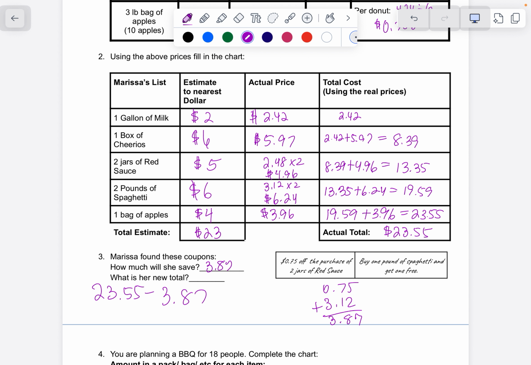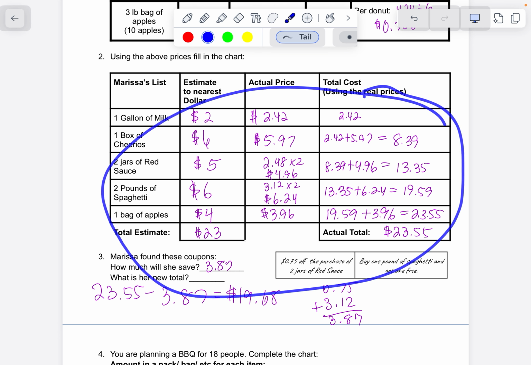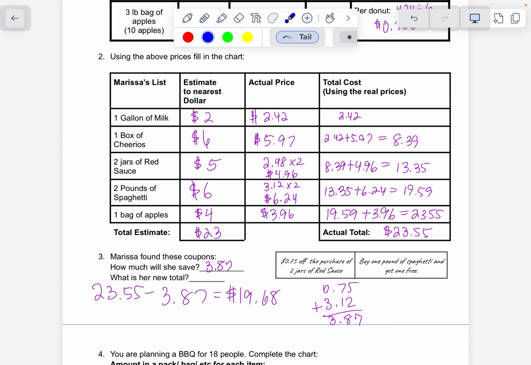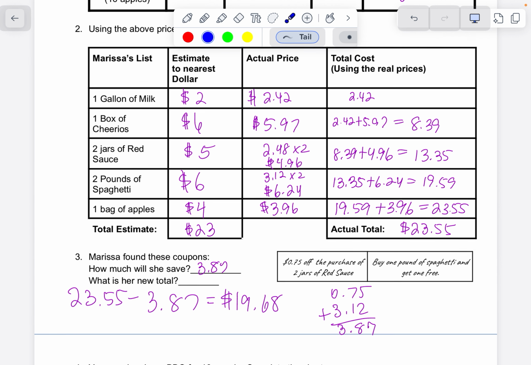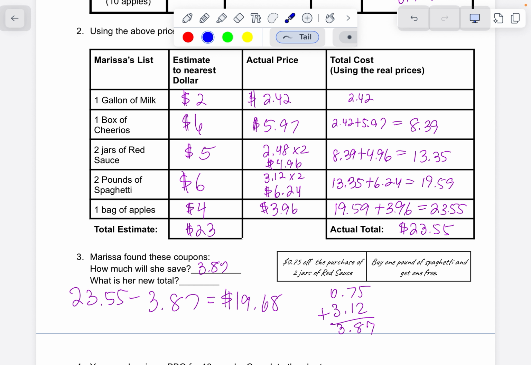$19.68. Okay? So all of 2 and 3 will be based upon this chart. So you'll fill everything in once. Last time we had kind of an estimated chart, and we had a real chart. We're going to do it all together, kind of to save space and paper. Okay? Everybody good with 2 and 3? Any questions there? And everybody has that copied down.